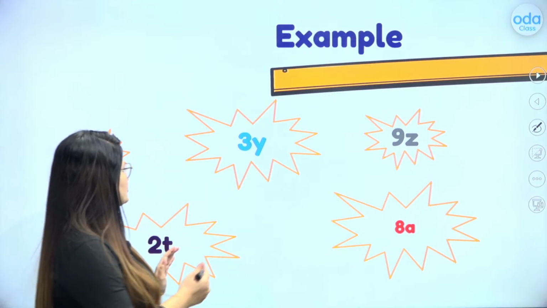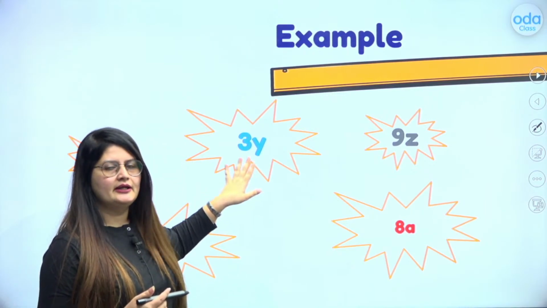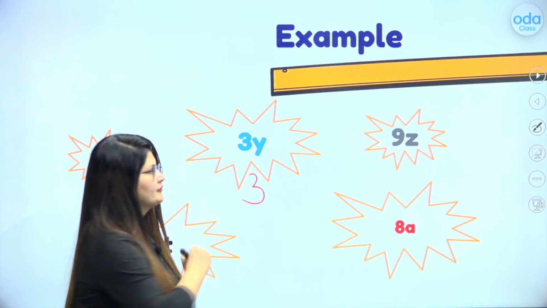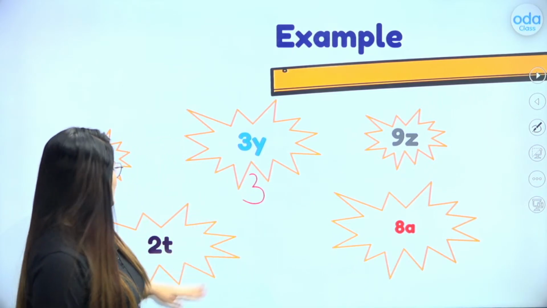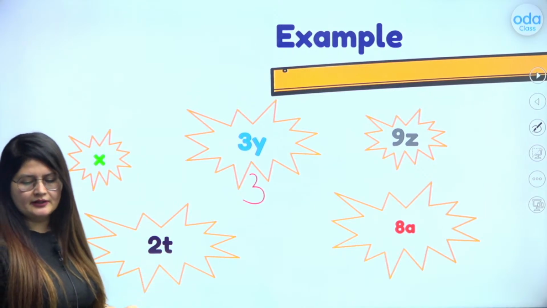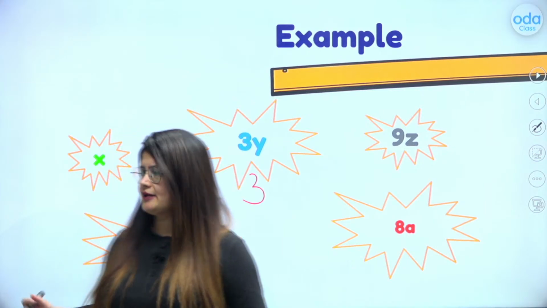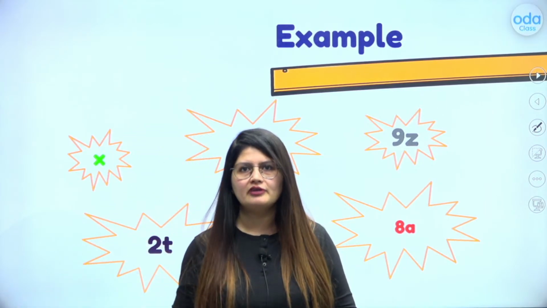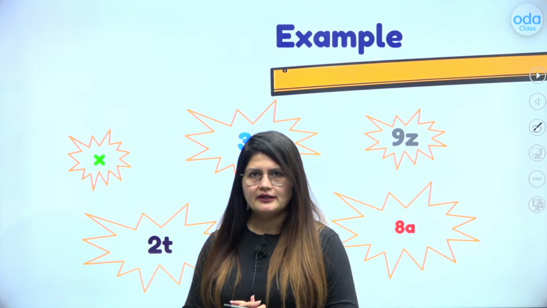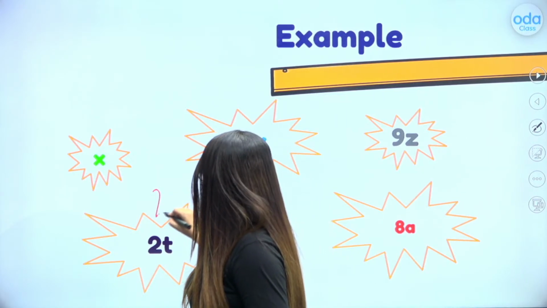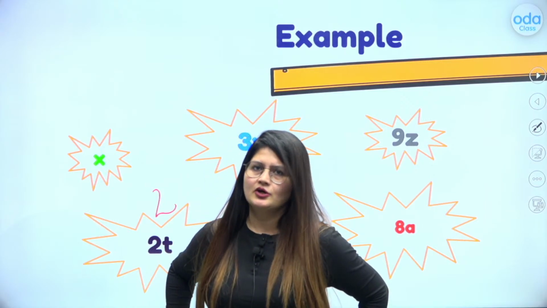Clearly, if I ask you the numerical coefficient in 3y, you will say that ma'am, 3 is the numerical coefficient here. Now, if I ask you in 2t, what is the numerical coefficient in 2t? You will say, ma'am, the partner of t is 2. So clearly that is going to be the numerical coefficient here. The numerical coefficient of t here is 2.